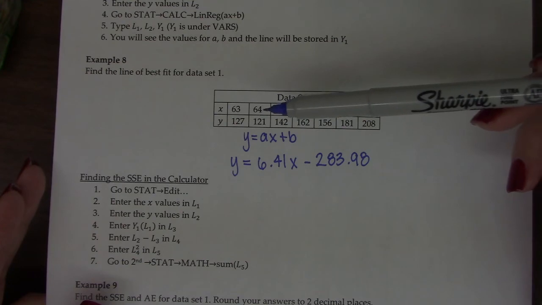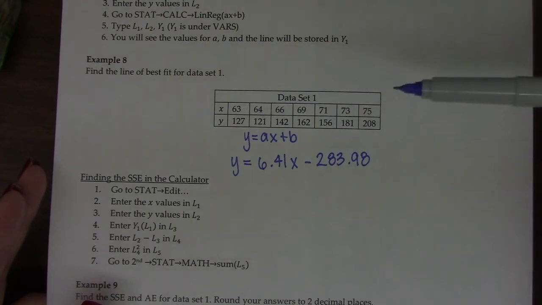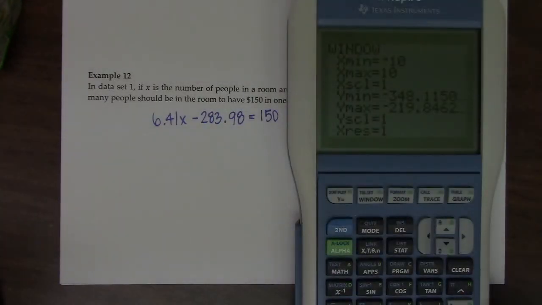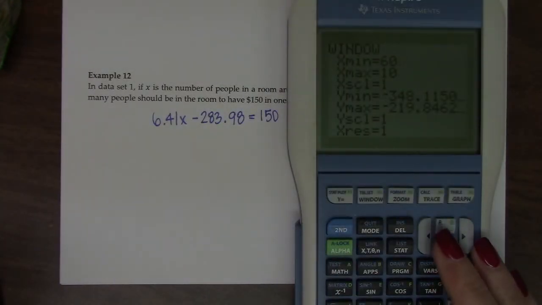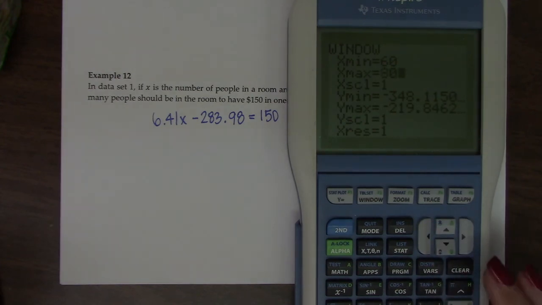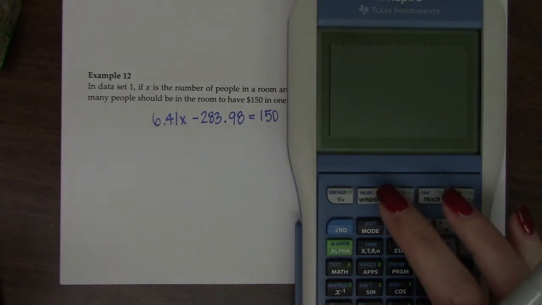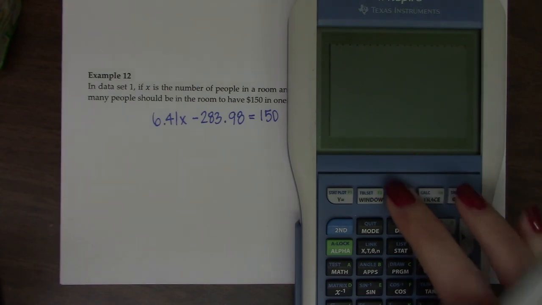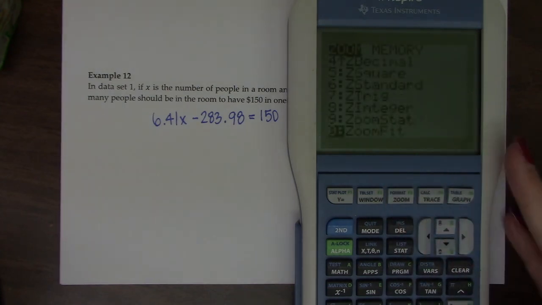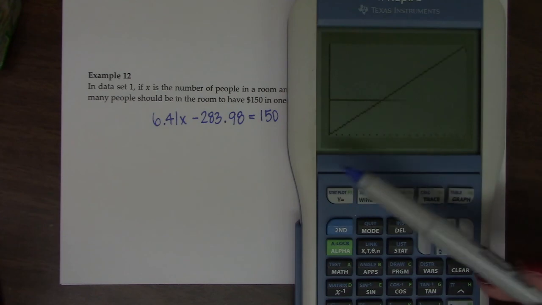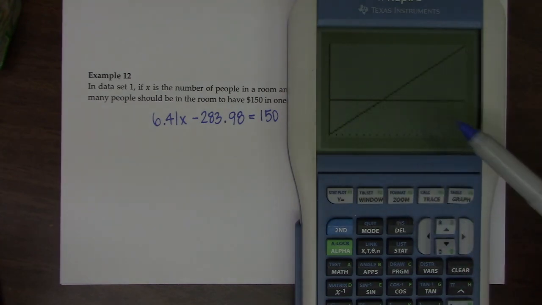So I'm going to set my X value. I'm going to say let's go from 60 to 80 people. So I'm going to set this at 60. I'm going to set this at 80. And now I'm going to graph. Let it do its thing. And now I'm going to try to zoom fit again. And so now it should recalibrate the Y values so I can see both graphs on this. So we can see there's our model, there's 150.